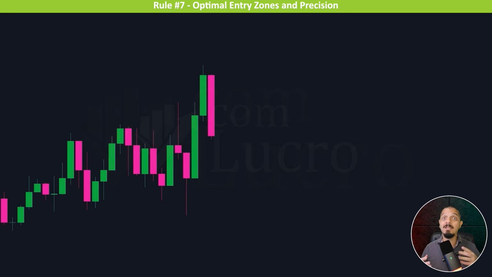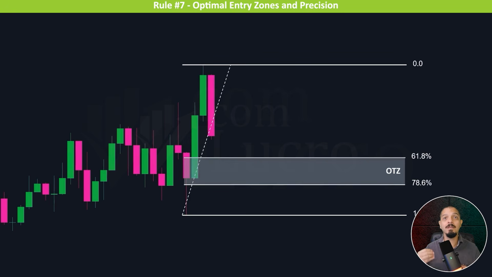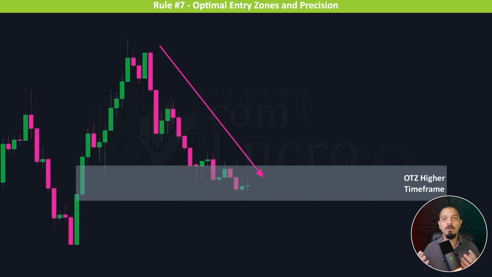Rule number 7 is optimal entry zones. This is where precision becomes critical. Instead of entering trades randomly inside a zone, we want to focus on where pullbacks are most likely to end.